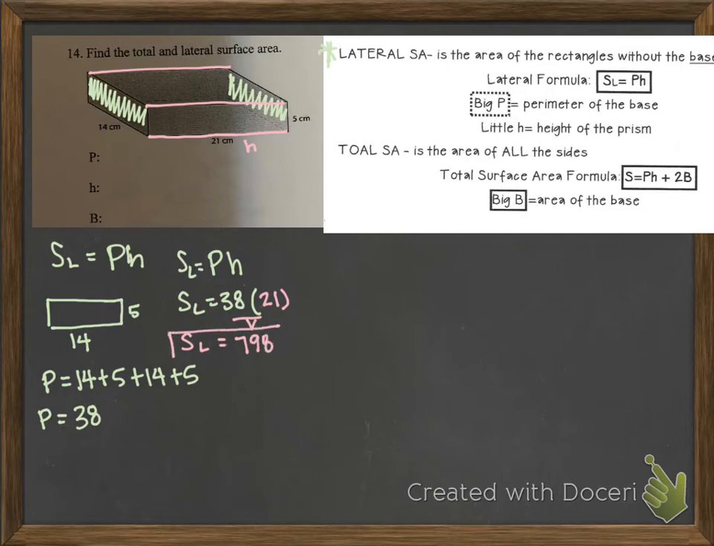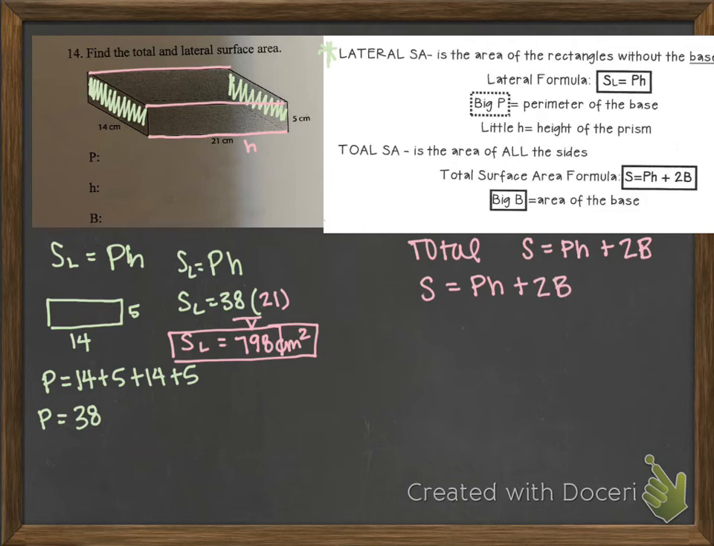Okay, so this, your lateral surface, I think it was 798. 798. Of course, it should be centimeters squared. I don't think I did that on the last one. Okay, and so then now we're working with total, which formula is S equals big PH plus 2 big B. Okay, so S equals big PH plus 2 big B. We already solved for the first part because this is your lateral. And this was 798 plus 2 big B.